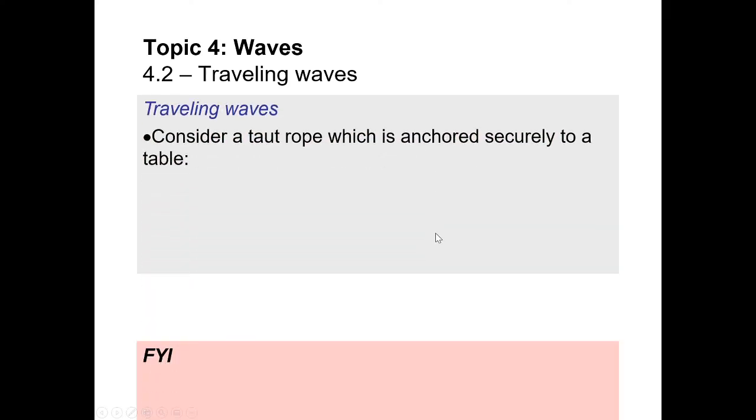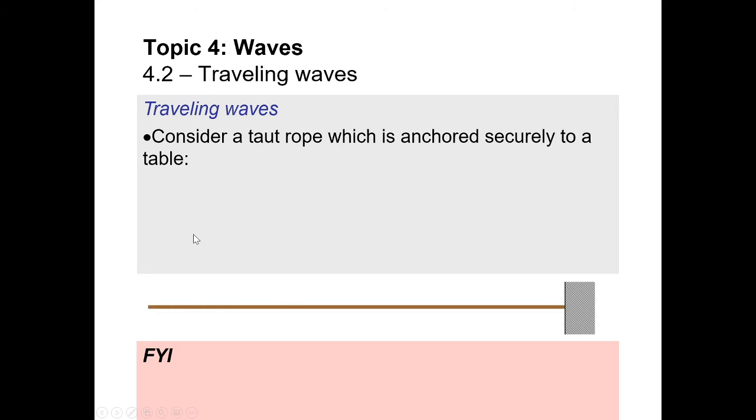Okay, traveling waves. As is the title of this section, we are doing traveling waves here. In 4.5, the next section, we will be talking about standing waves. So today in this section, it's where the waves are in motion. In the other one, the waves will be moving, but also stationary. Okay, so the first thing we're going to consider is a taut rope, which is anchored securely to a table.